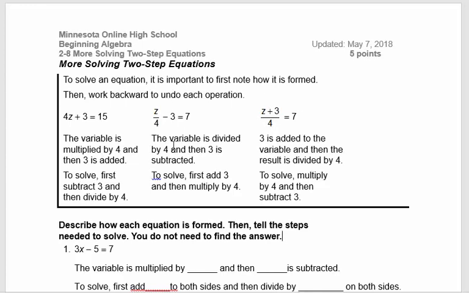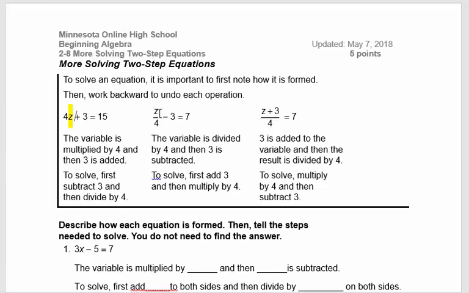So here are several different examples of two-step equations, and in each one you look for the variable. Once you find it, you think to yourself, what's being done to that variable? Well, this one's being multiplied by 4, and then 3 is added. So to solve, you work backwards, and you first subtract 3 and then divide by 4. That's the one we've practiced with most.